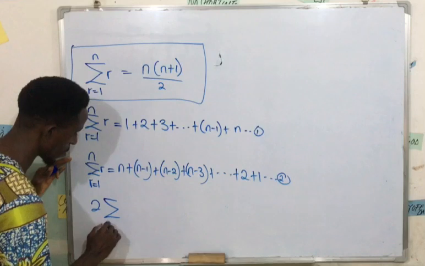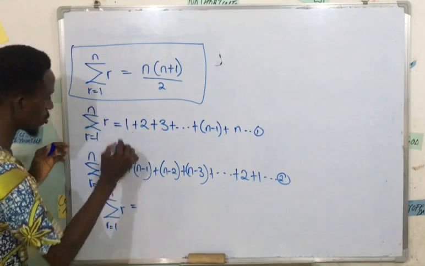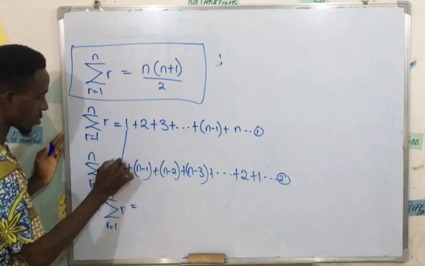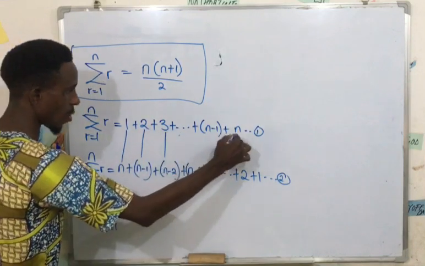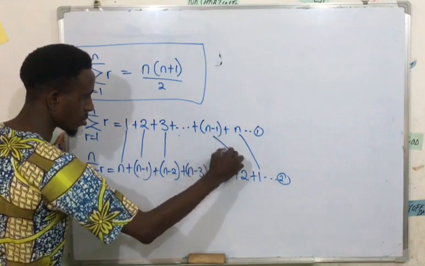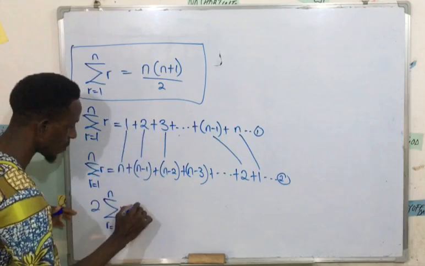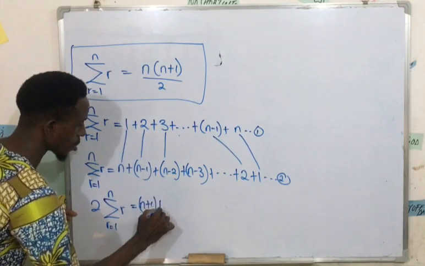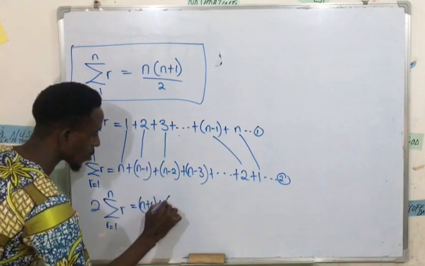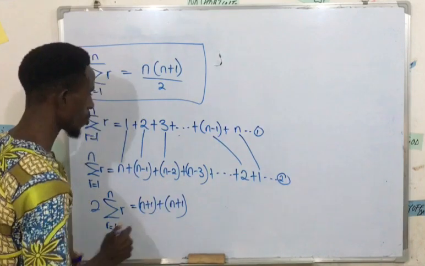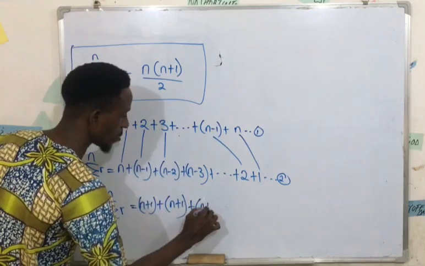I'm going to have 2 times the summation of r from 1 to n equal to, I'll add each term, so this to this, this to this, this to this, continuous like that. Then I'll have the last one, this to this, this to this. Do you understand? So if I add now n plus this, I'll have n plus 1. I have n minus 1 plus 2, I'm going to have n plus 1. You see that? So n minus 2 plus 3, I'm going to have n plus 1.